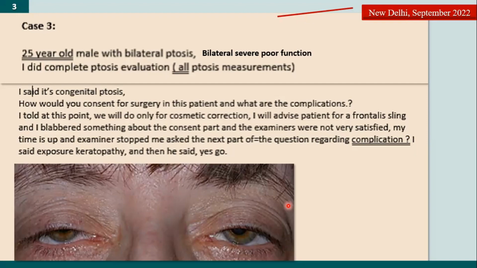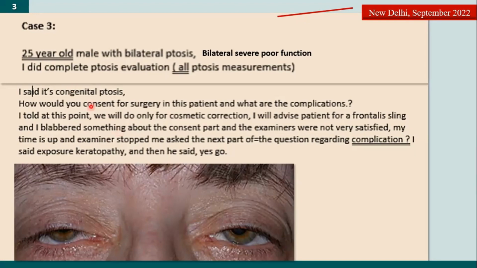Of course, there are other complications like lagophthalmos, abnormal eyelid contour, bleeding, intraoperative bleeding, or damage to important structures. Of course, you know these complications better than me. So be prepared, try to study the complications, and say them quickly.